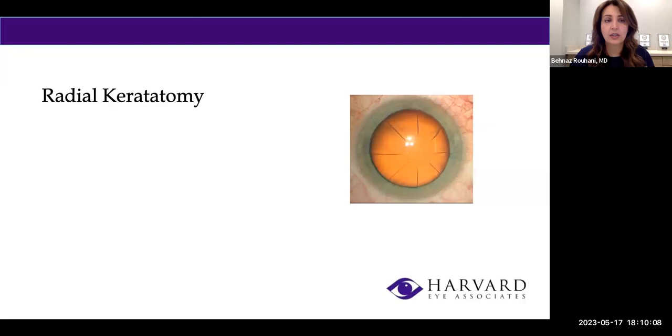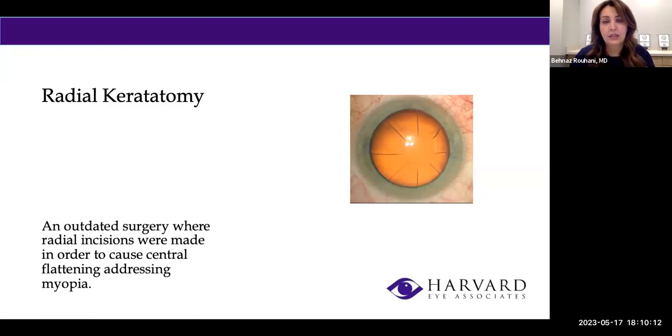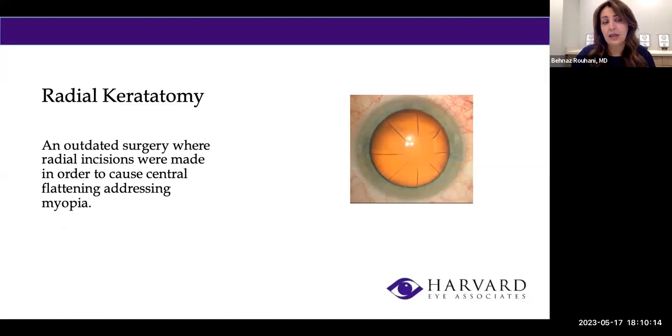The next condition that some of you might know about is radial keratotomies. These procedures are an outdated surgery, we have not been doing it for a couple of decades now, I guess. These were done in the 1990s, as far as I know, where radial incisions were made technically to make the cornea flatter and address nearsightedness for patients.